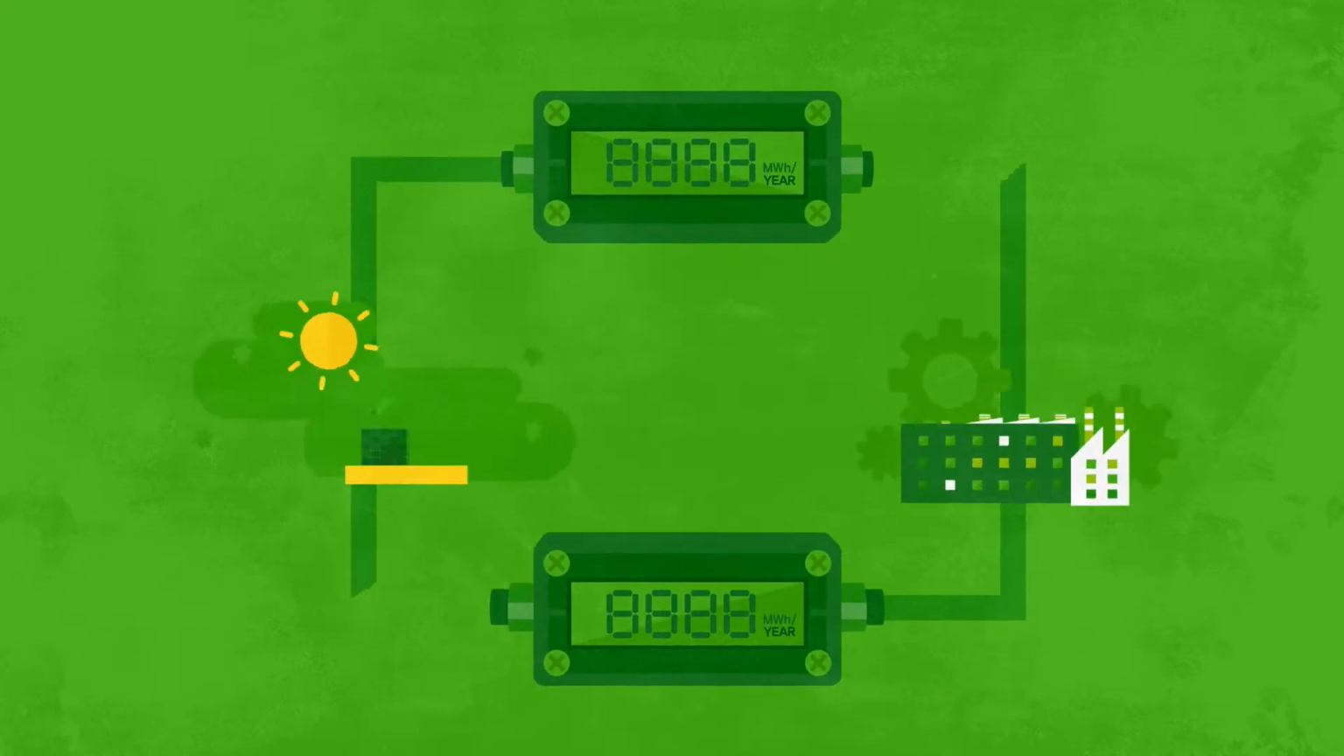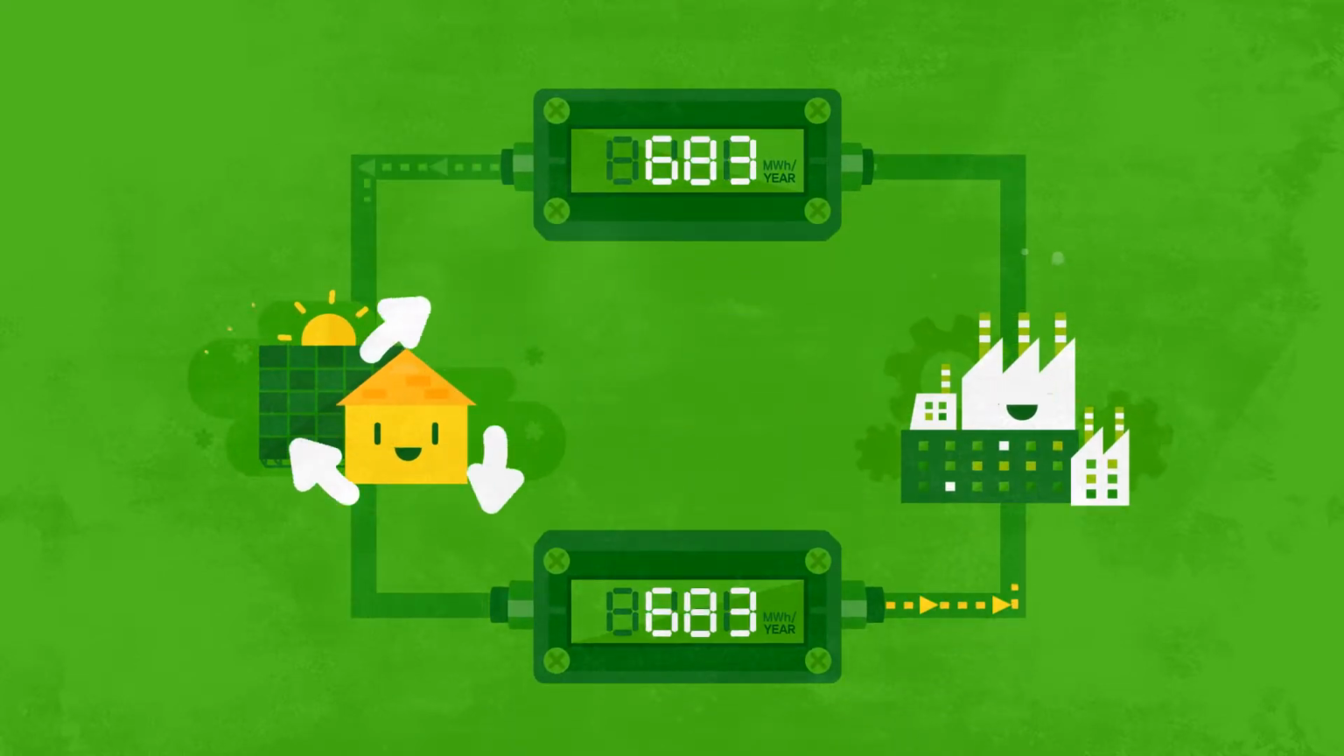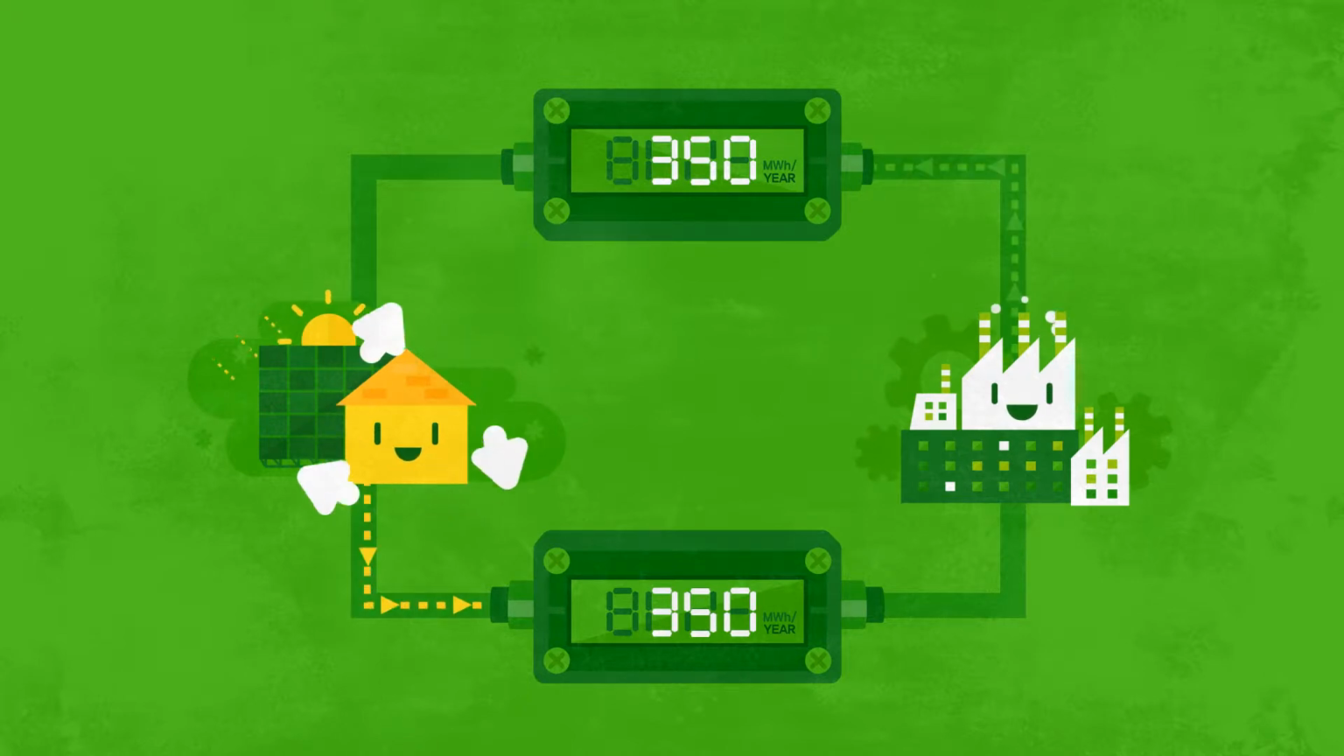A net zero site energy building generates an amount of energy from renewable energy sources that is equal to the amount of energy consumed annually. Energy is generated through the 5 major energy uses by the building.